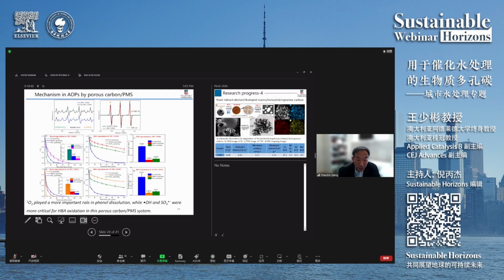And what you can see from the results of the mechanism investigation is that such a system includes both the radical and also the non-radical components. The different reactive species will play different roles in degradation of the two chemical components.